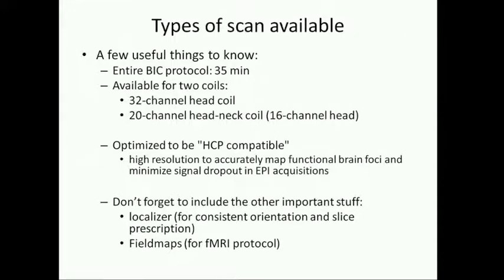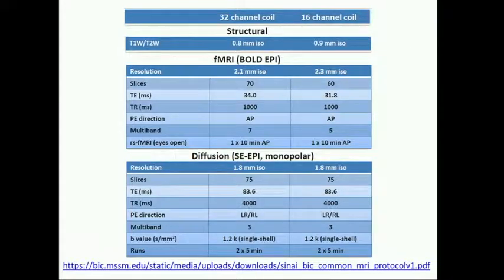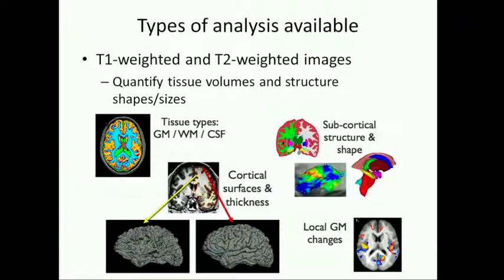And there are a couple of things that you need to include if you're going to use the BIC protocol, which you will be reminded of, including a localizer and field maps that you'll need if you're going to do the functional MRI bold protocol. So just a few things to be aware of there. And here's a quick summary, which I'm going to skim over for now, but you'll be able to access from the website in the future, just showing you what the differences between the 16-channel and the 32-channel versions of the protocol are. The take-home is it takes about 35 minutes to get all of that data.